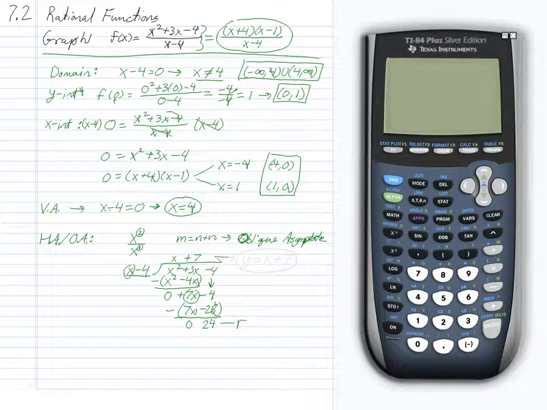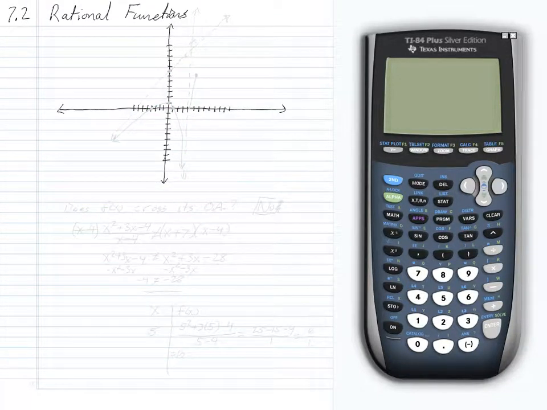Now what we care about is the quotient. This quotient up top is our oblique asymptote. So y equals x plus 7, and this time around we're actually going to graph it. So the final question that we would like to answer is, does our function cross its oblique asymptote?